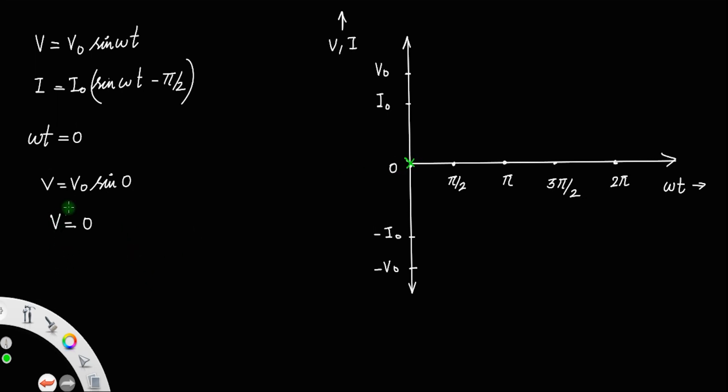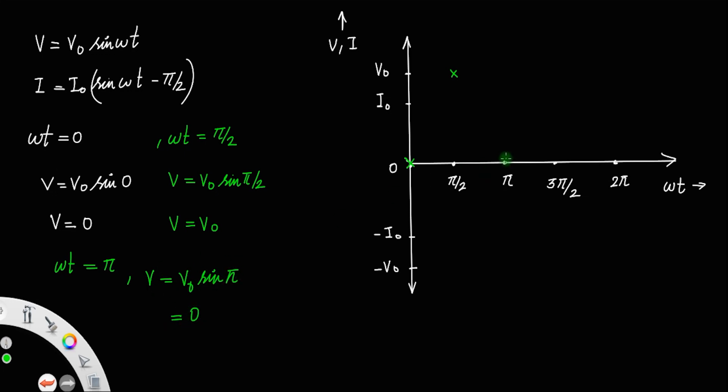And when omega t is equal to pi by 2, we can write V equal to V0 sine pi by 2. You know sine 90 is 1, so V equal to V0. So omega t is pi by 2, then V equal to V0. Again, when omega t is equal to pi, we have V equal to V0 sine pi. Sine pi is again 0, so voltage is 0.